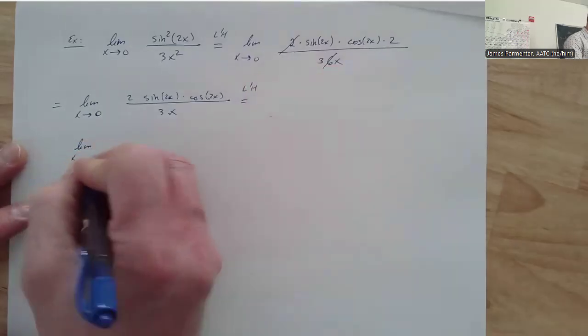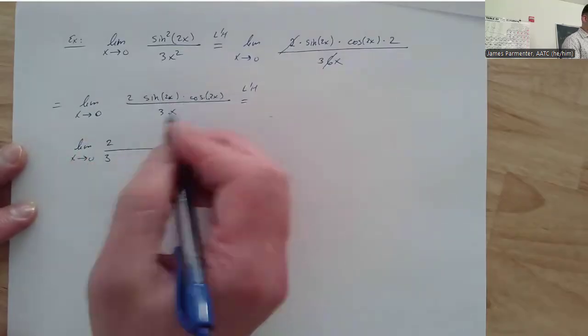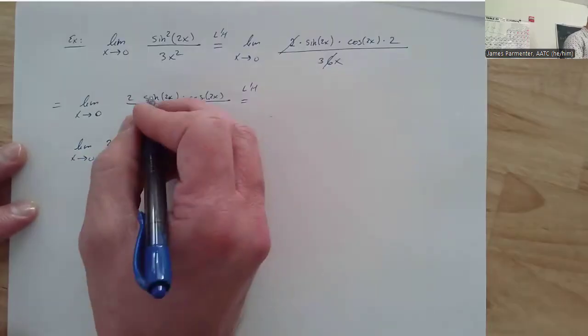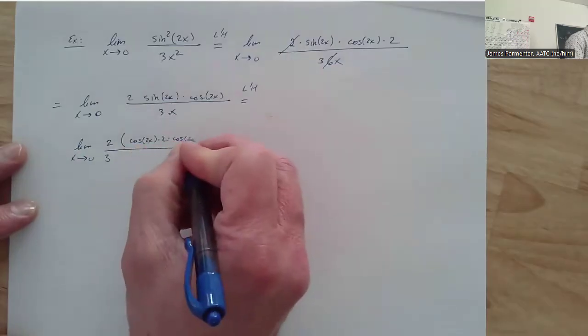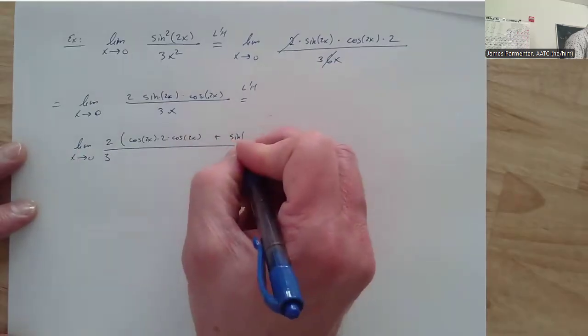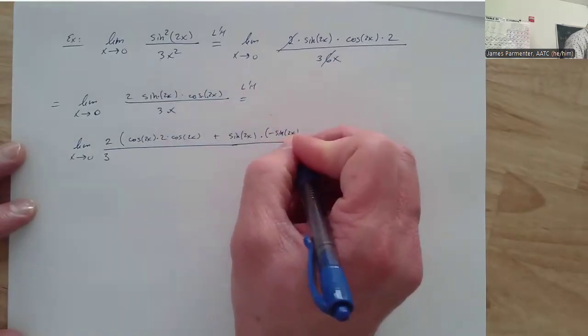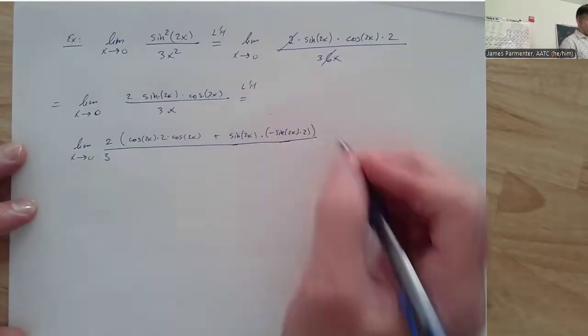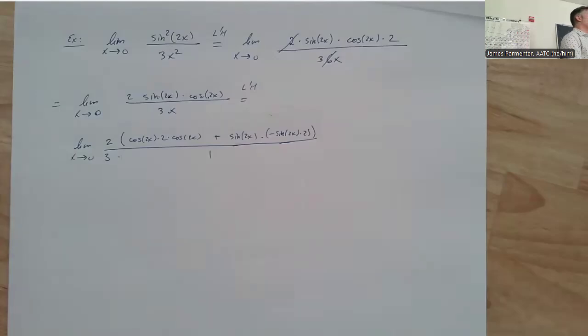Limit as x goes to 0. Let's see, I'm going to leave the 2 and the 3 out in front. The derivative of sine of 2x times cosine of 2x, I have to use the product rule. So it's going to be cosine of 2x times 2 times cosine of 2x plus sine of 2x times the derivative of cosine of 2x, which is negative sine of 2x times another 2. On the bottom, I get 3 times 1. Oh, that's kind of a lot. Not totally unreasonable, but on the edge of unreasonable.